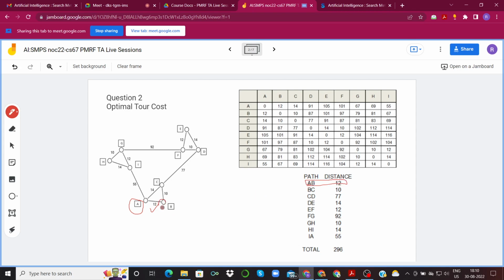Okay. Now what edge do we take from B then? No option, only C. C is left. Right, only C is left. So we take BC, which has a cost of 10. Okay. Now which edge do we take?